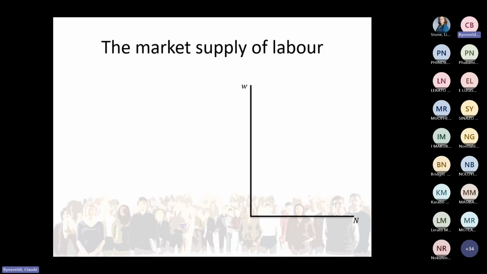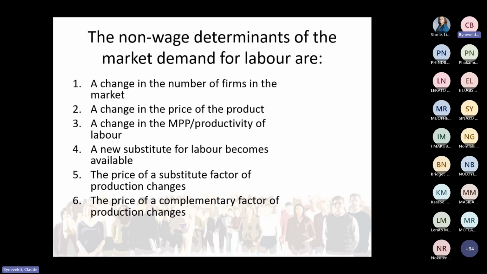So the market demand for labor curve is downward sloping, like a normal demand curve. It's an inverse relationship between the wage, the price of labor, and the quantity demanded for labor.